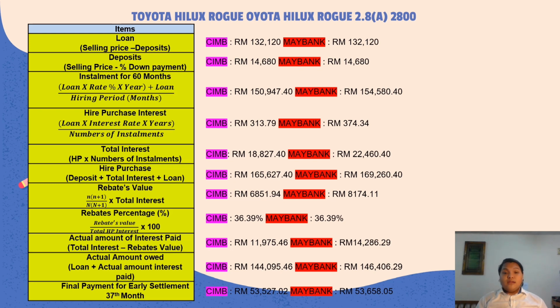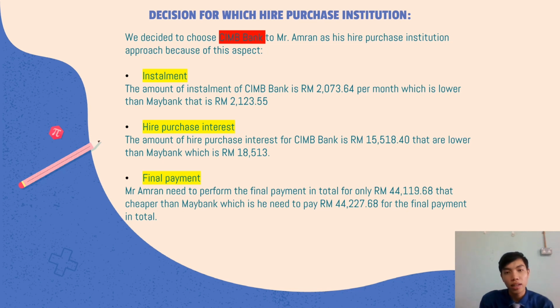14,286 ringgit 29 cent. For actual amount owed, loan plus actual amount interest paid. For CIMB Bank, we are getting 144,095 ringgit 46 cent. For Maybank, we are getting 146,406 ringgit 29 cent. For financial payment for early settlement at the 37th month, in CIMB Bank, we are getting 53,527 ringgit 2 cent. For Maybank, we are getting 53,658 ringgit 5 cent.